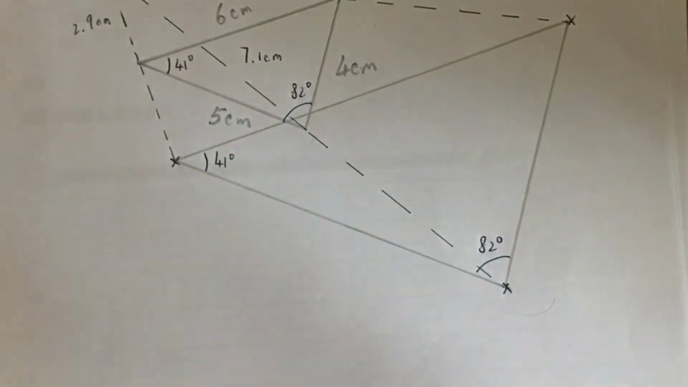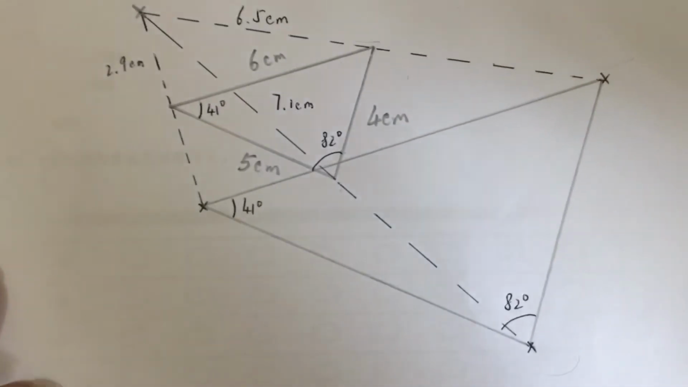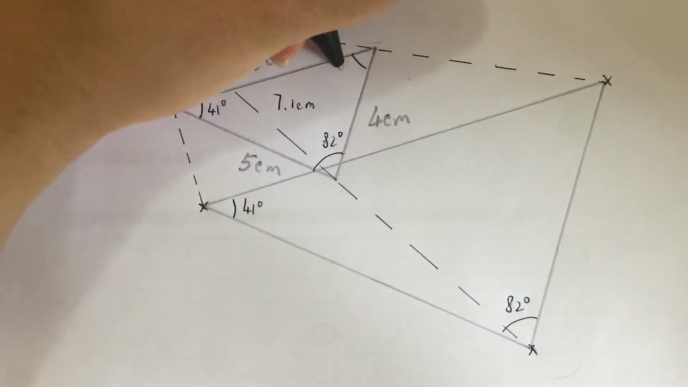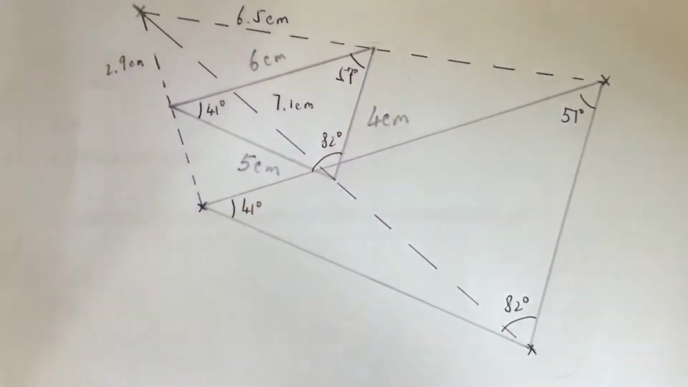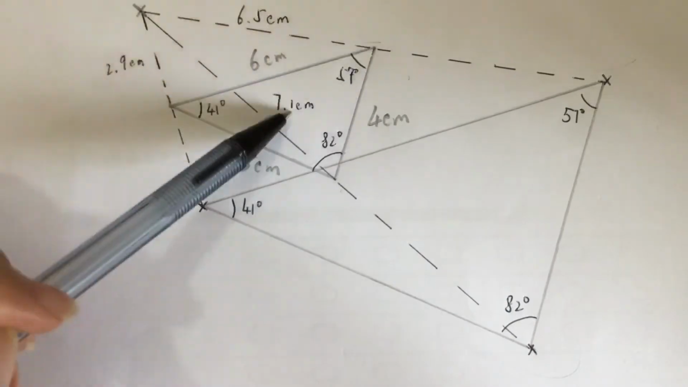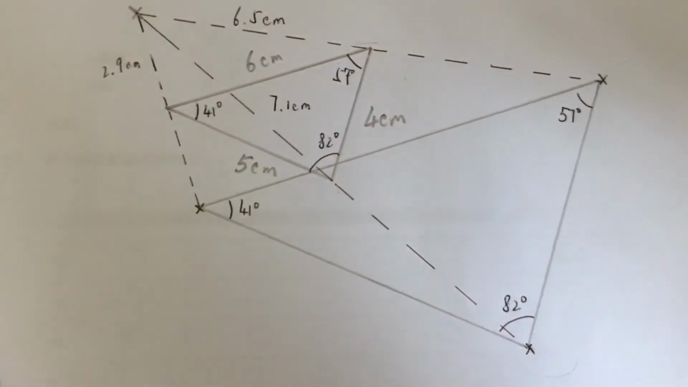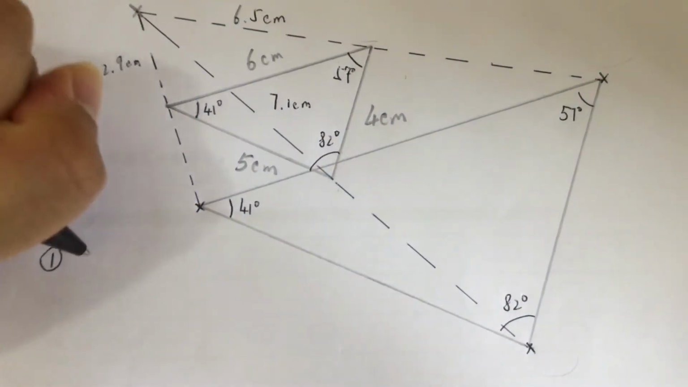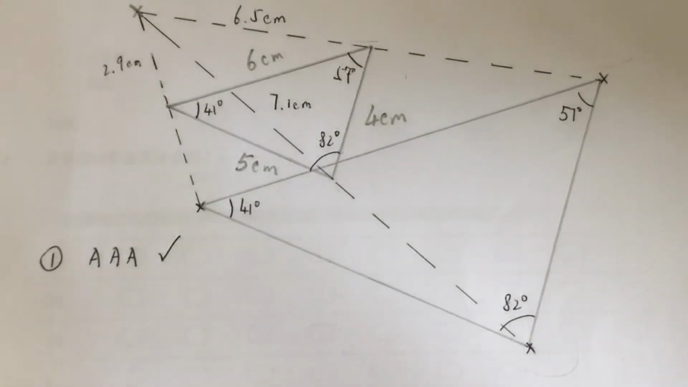So the last angle, I think you can calculate by the angle sum of a triangle directly. This is 1, 2, 3. So this one is 57 degrees. So I can say this one is also 57 degrees. So for the same shape, you will see these three angles are equal. So AAA is okay to prove that they are similar.